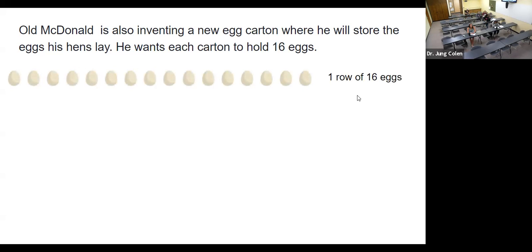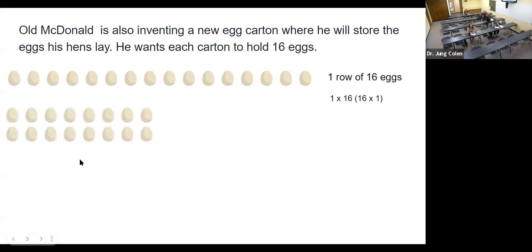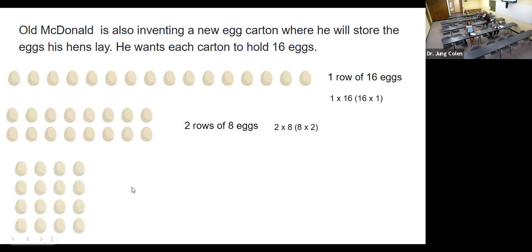So yeah, 1 row of 16 eggs. That's the same as 16 by 1. 2 by 8 or 8 by 2. Lindsay and Rihanna said 4 by 4, and Sloan's idea, right? Lindsay, I got your idea here, right? So 2 rows of 8 eggs or the other way around. You can think about this as 8 rows if you flip it over, with the same thing. So 8 by 2, or the last one, 4 by 4.